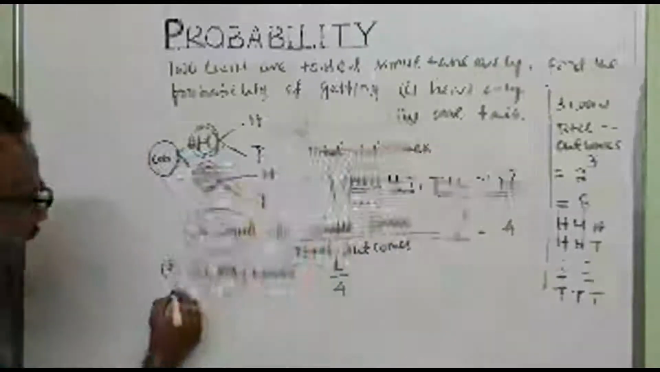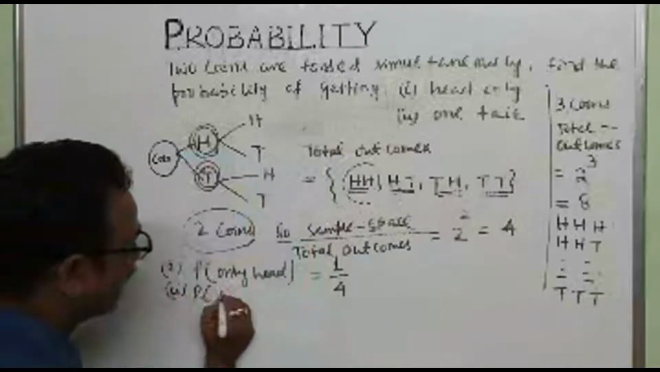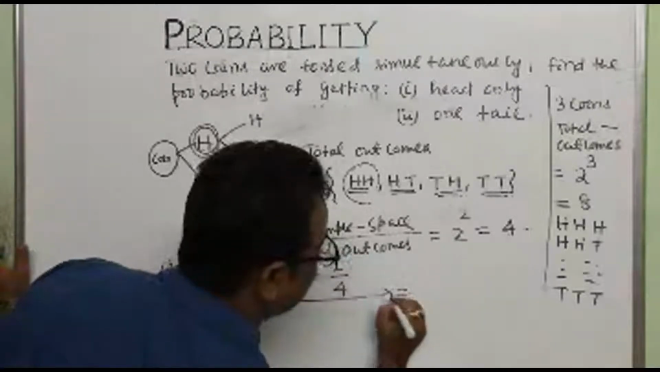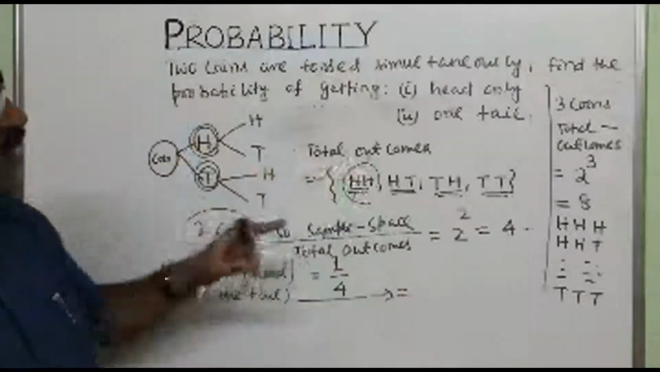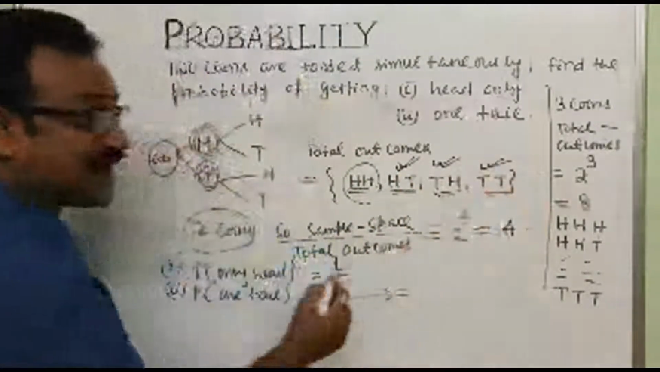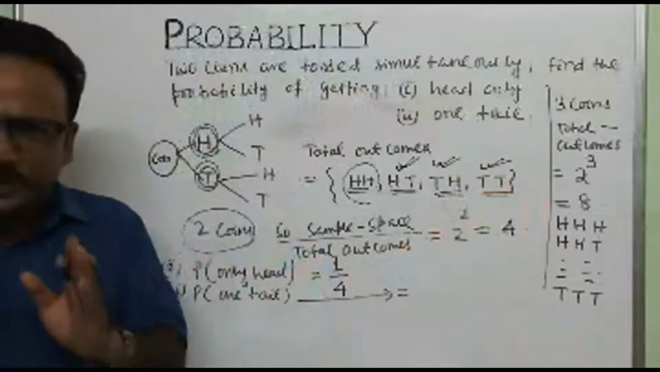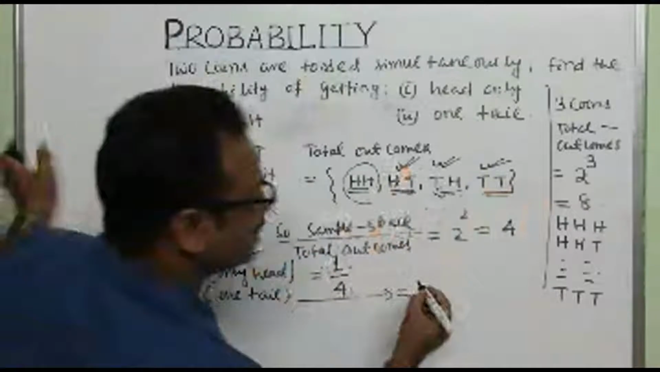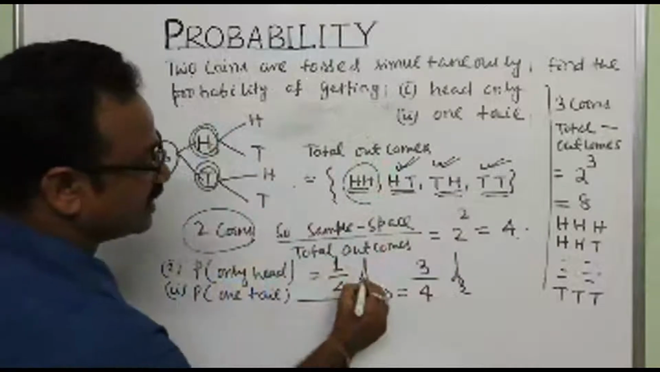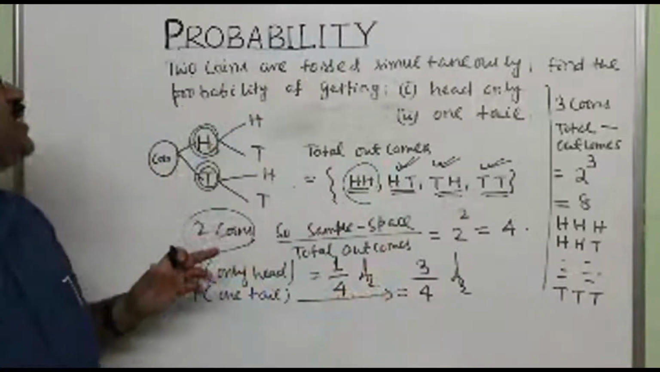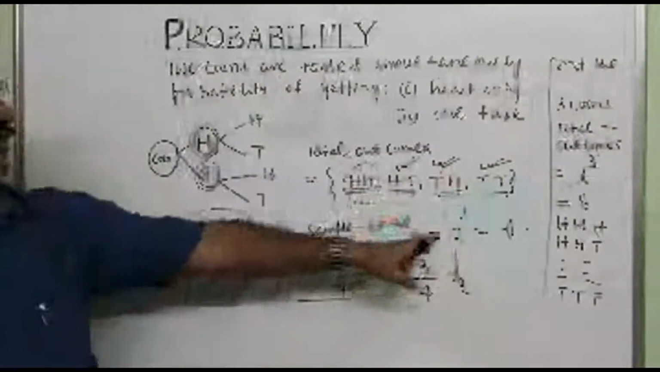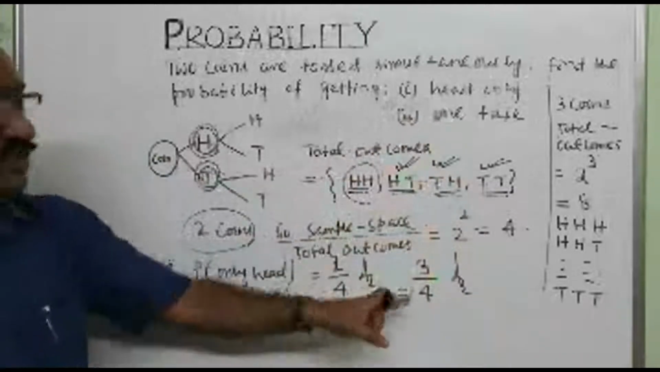Now one tail, part two. One tail. Now see, here is one tail, here is one tail, here is also one tail. 2 tails are there. When 2 is there, one is also there. So this is 3/4. So 3/4 is the answer, and here 1/4 is the answer. So by tossing 2 coins simultaneously, we'll get head only 1/4, one tail 3/4.